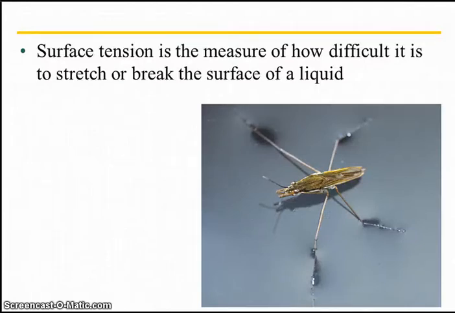Next, surface tension. So here we've got a water strider. It's able to float on top of water because it can distribute its weight out. And you've got all these hydrogen bonds supporting it. That's what hurts when you do a belly flop.